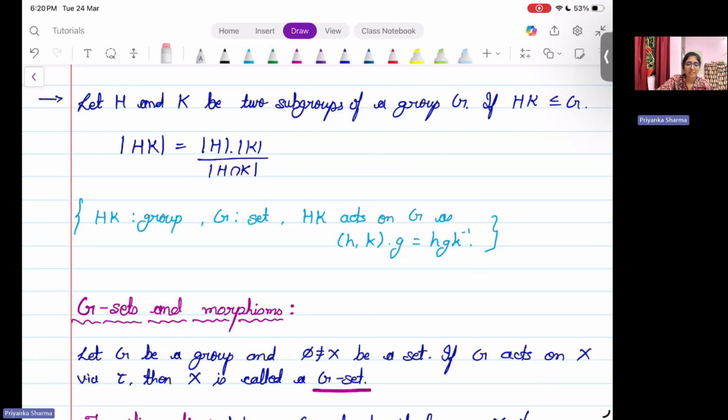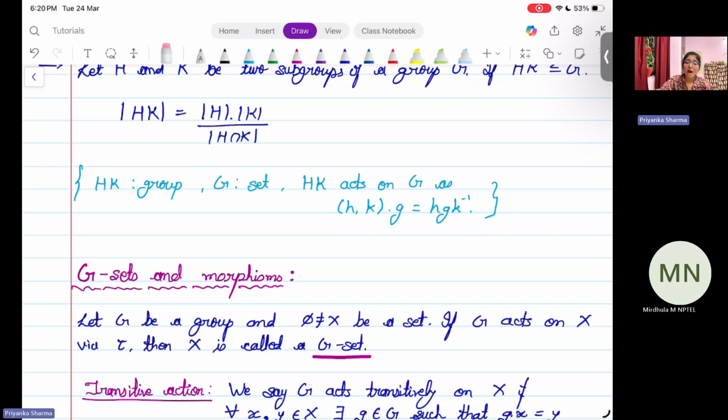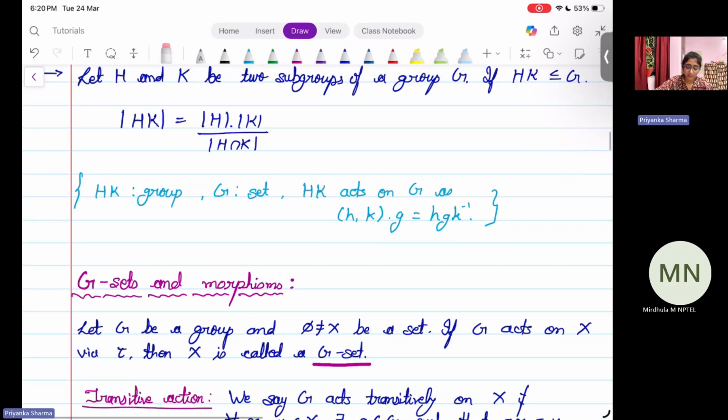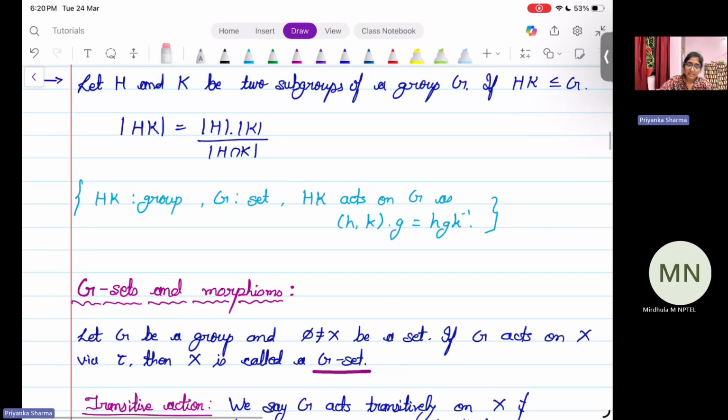So the order of HK will be the order of H multiplied by the order of K divided by the order of H intersection K. As H and K are subgroups of a group G, their intersection, that is H intersection K, will again be a subgroup of G. So we have this result. Now, how can we prove this using group action? So this is a hint.